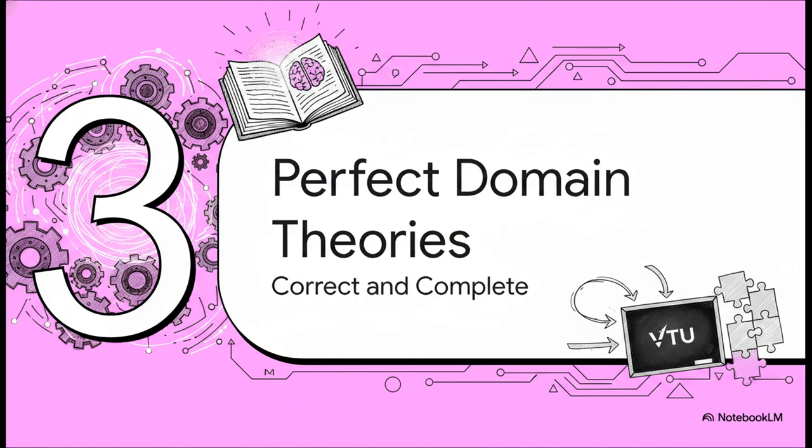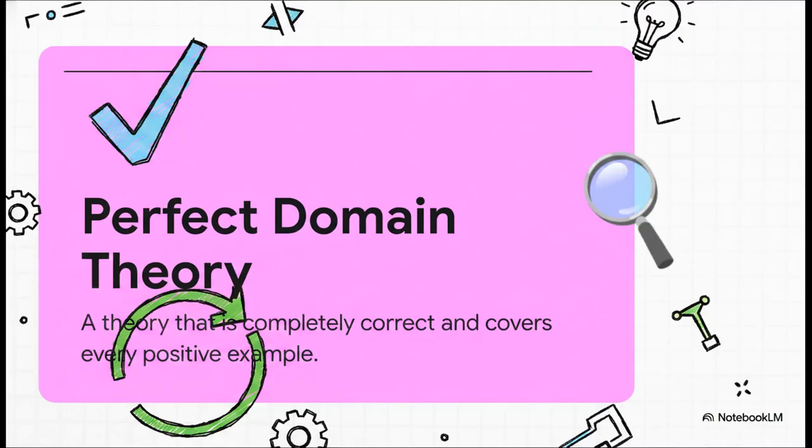Let's dive into Section 3, Perfect Domain Theories. Now, for this logic to work flawlessly, we need a very specific, somewhat idealized type of background knowledge. Listen up, because this is a classic 6-mark or even 8-mark exam question. A perfect domain theory absolutely must be two things, correct and complete. Correct means every single rule we provide is a genuinely true statement about the world. Complete means those rules are comprehensive enough to explain every single possible positive example in your entire instance space. If you have this perfect setup, you unlock the true power of explanation-based generalization.